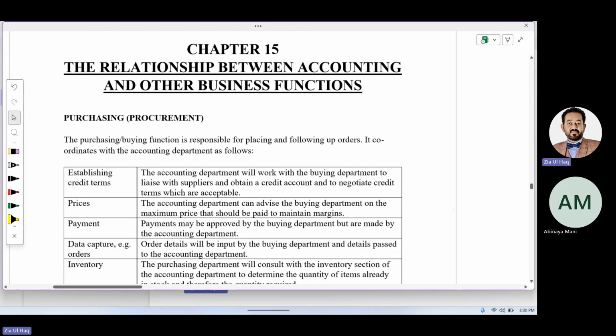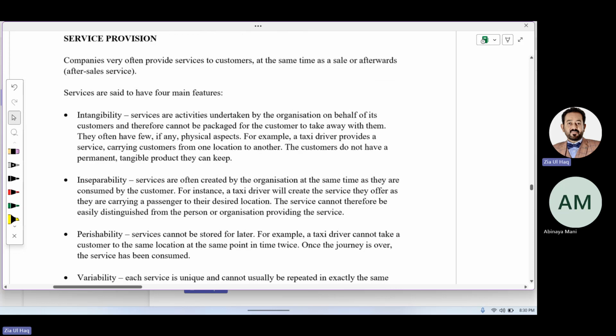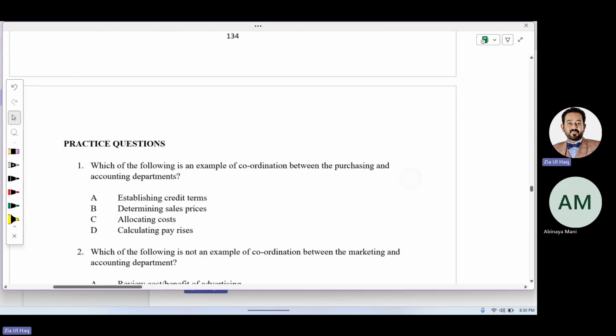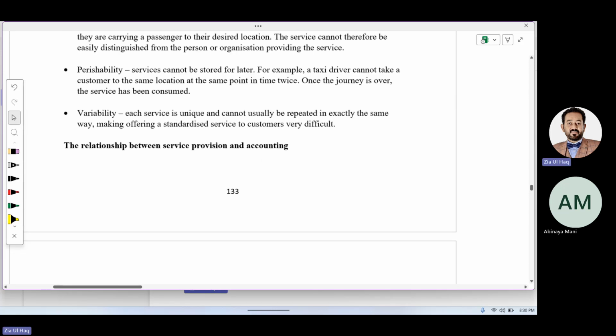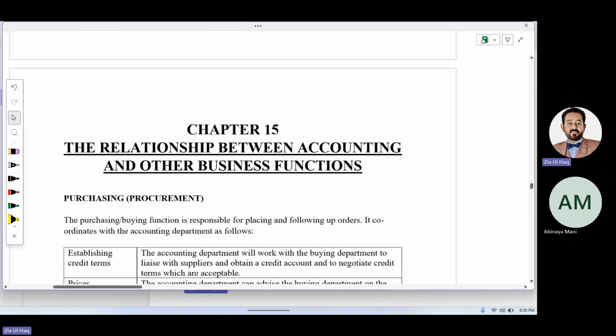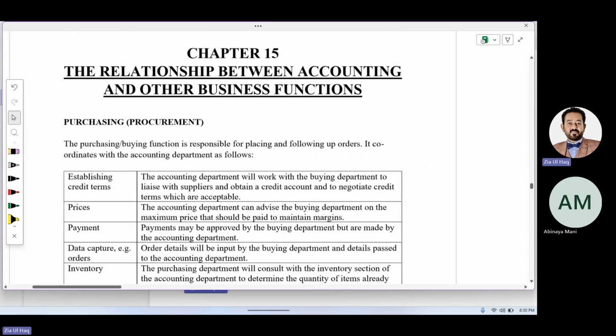Let's move towards chapter 15. It's a small chapter, we're going to cover it now, just 2, 3 pages. What's that chapter? The relationship between accounting and other business functions. It means how the accounting department helps other departments, how it is linked with other departments. What is the link? We're going to learn now.